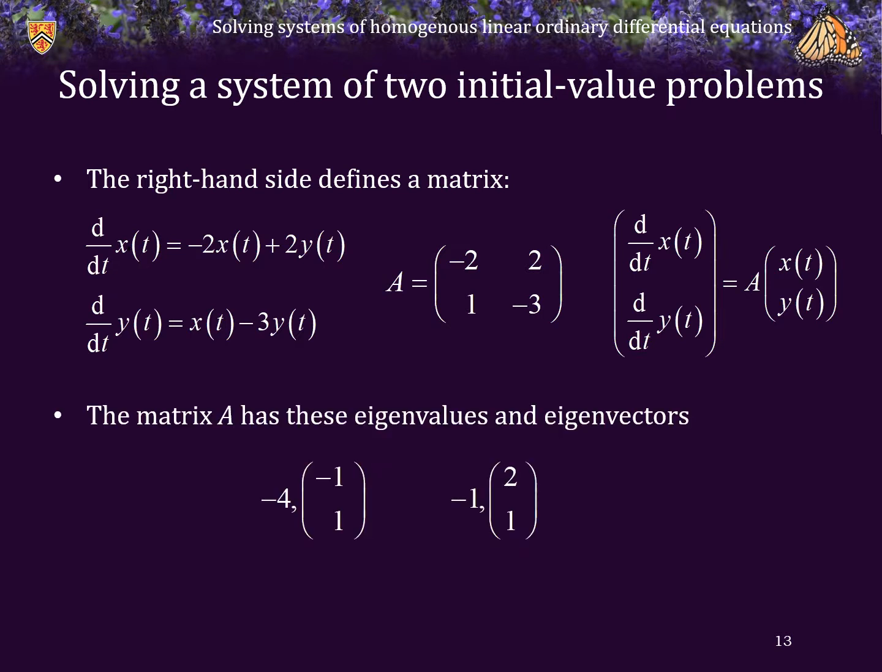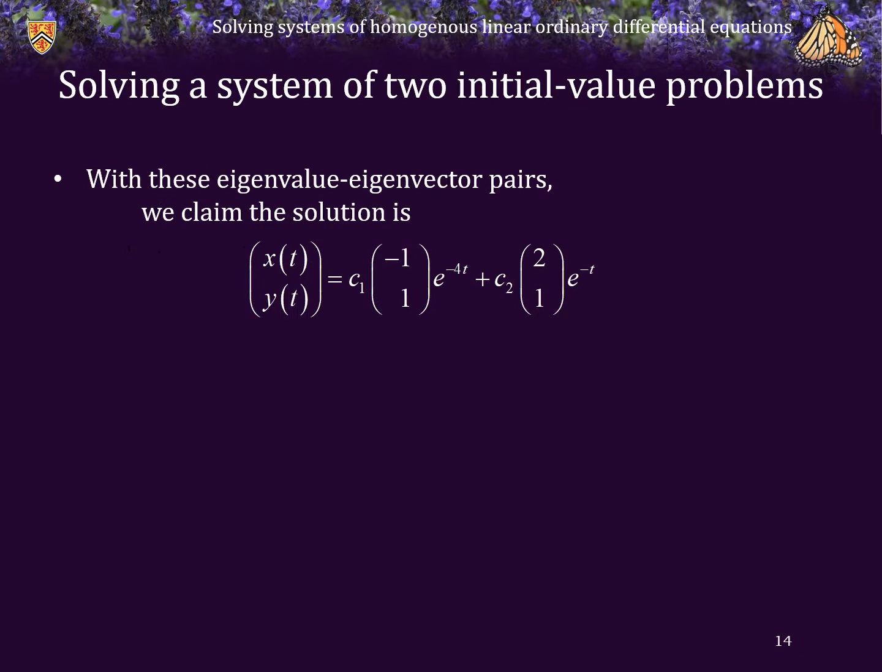Now this matrix A has two eigenvalues and corresponding eigenvectors. They are not orthogonal. After all, the matrix is not symmetric. And we do not need normalized eigenvectors. However, with these eigenvalue-eigenvector pairs, we can claim the solution is as follows.